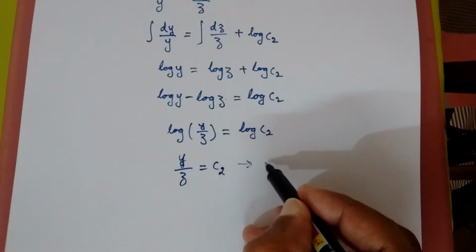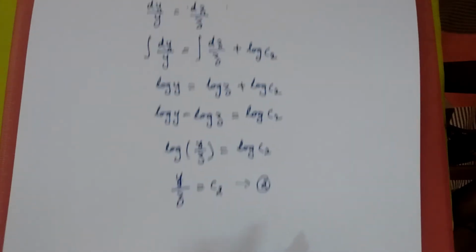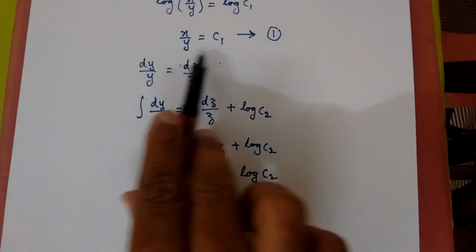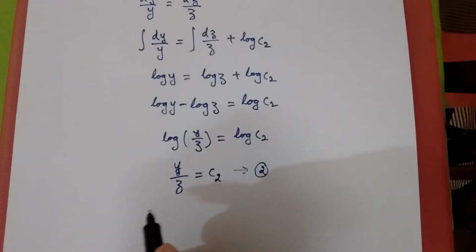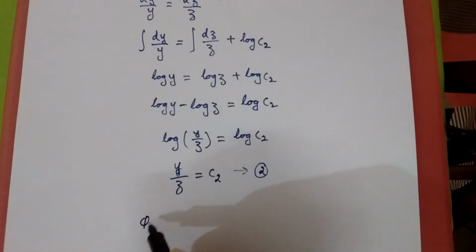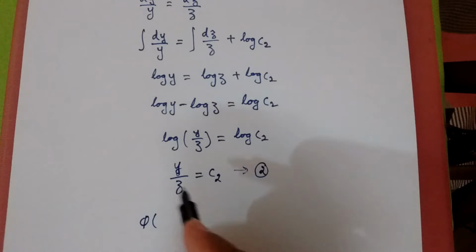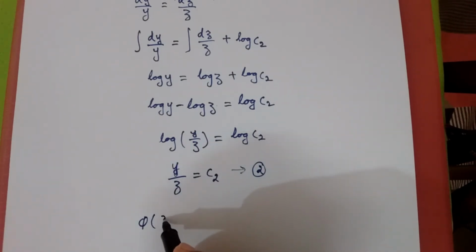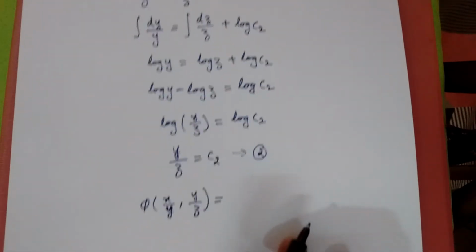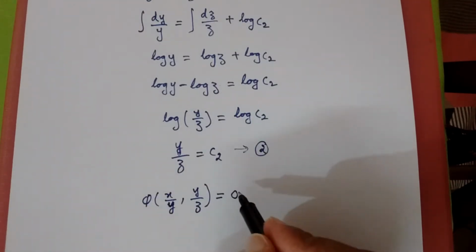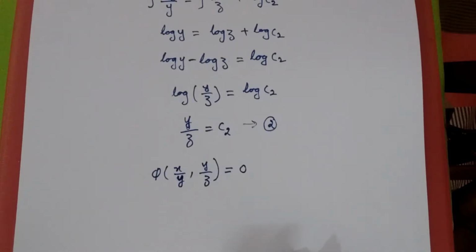So let us take this as equation number 2. So you got equation 1 as one solution and equation number 2 another solution. Now if you want to write down the final solution, it will be phi of u comma v. U is from equation number 1, we have got x by y. From equation number 2 we have y by z is equals to 0. This gives a solution for the Lagrange Linear PDE.